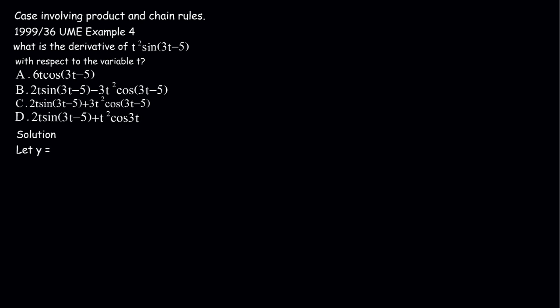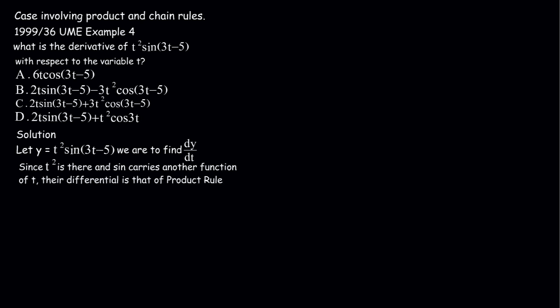Let y be equal to t squared sine in bracket 3t minus 5, and we are to find dy over dt. Now since t squared is there and sine carries another function of t, their differential is that of product rule, and we are going to make t squared to be u and sine 3t minus 5 to be v. Our formula for product rule, dy over dt, will be equal to u dv plus v du. Now we can easily get du because the derivative of t squared is equal to 2t, so our du is equal to 2t.